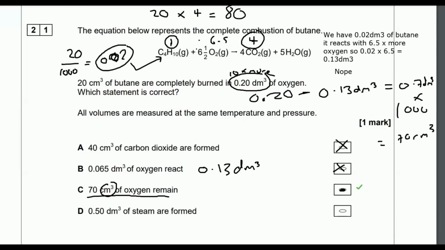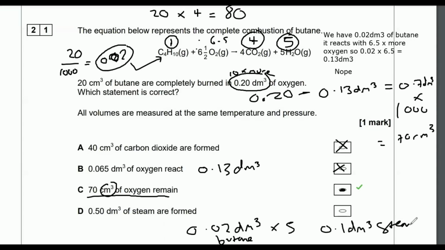And then we can look at the last one. Is that right? 0.5 decimeters of steam are formed. It's a 5-to-1 ratio with the butane. So if you do 0.02 for the butane in decimeters times 5, we're going to get 0.1 decimeters, not 0.5. So no, it's not correct.